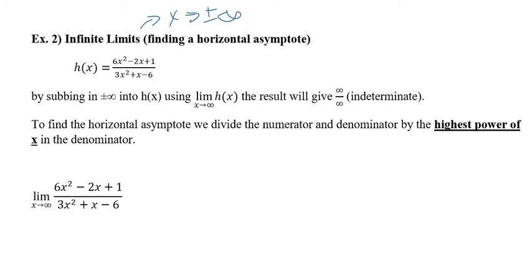With this one, we're going to take a look at the problem we have here, and we're going to look in the denominator and figure out what our highest power is. In this case, it's x squared. So we're just going to divide everything out by x squared.